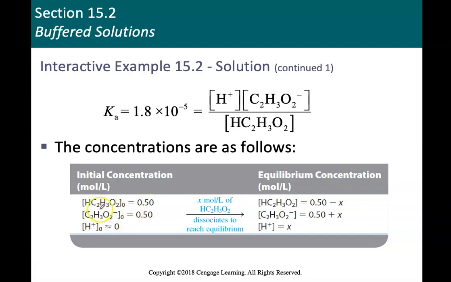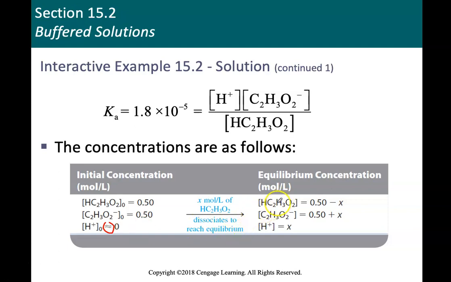Notice that the initial concentration for the acetate is 0.5 molar. Where did we get that? It comes from the salt. And for the hydrogen ions, the initial concentration is taken to be 0. The reason is that we are ignoring the contribution from water. Water will produce some of this, but it's really, really small, so we can approximate it to be 0.